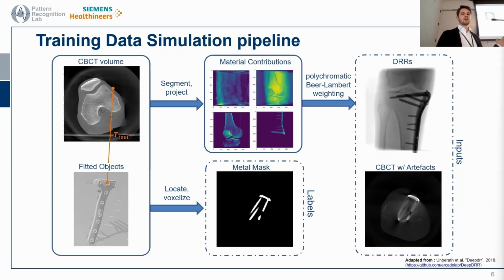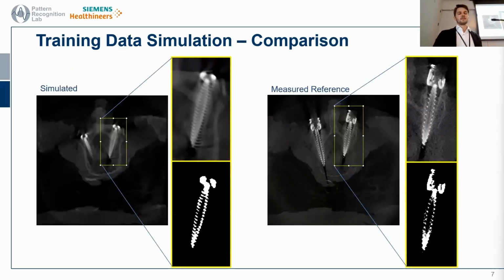In an initial step, we take a cone-beam CT volume and we threshold it to obtain material masks, which are then forward projected and weighted together according to their attenuation coefficients and a chosen spectrum to yield digitally reconstructed radiographs. If we reconstruct these radiographs, we obtain volumes that feature the desired artifacts that should be featured in our training data. The corresponding ground truth mask can be obtained by locating and voxelizing a volume with the same resolution of the metal masks. This is one exemplary slice from our training data.